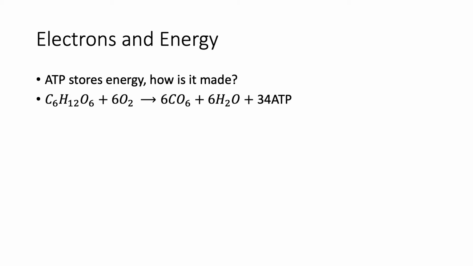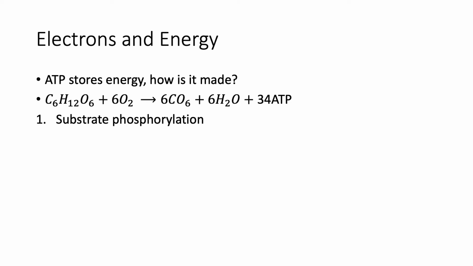To reiterate, a single molecule of glucose, C6H12O6, is combined with 6 molecules of O2 to produce 6 molecules of carbon dioxide, 6 molecules of water, and energy in the form of 34 molecules of ATP. But in this process, what's the specific chemical reaction through which ATP is produced? Well, it turns out there are two types of reactions.